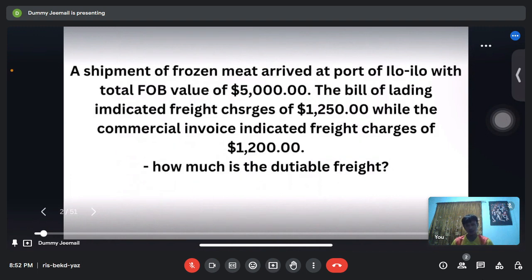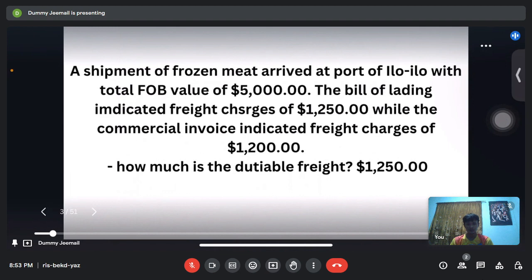I have an example here. A shipment of frozen meat arrived at port of Iloilo with total FOB value of 5,000. The bill of lading indicated freight charges of 1,250 while the commercial invoice indicated freight charges of 1,200. Obviously the bill of lading is the higher one. So our dutiable freight will be the higher one, which is 1,250.